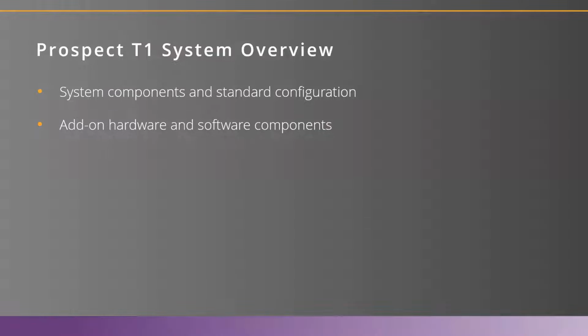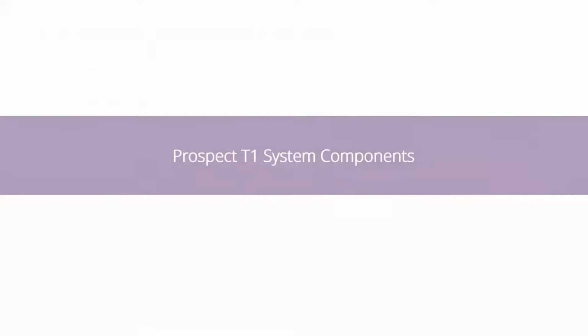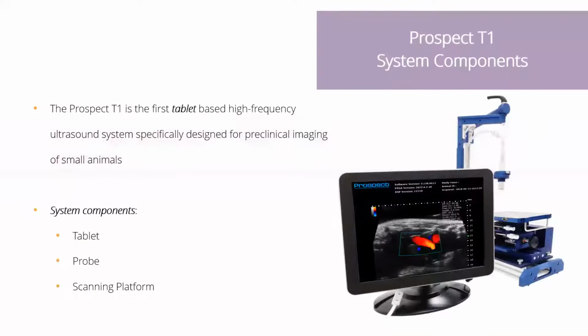So a little bit more about the Prospect T1 system specifically. We'll take a look at the components and the standard configurations and a few of the add-ons which are available. As Martin mentioned in the introduction, the Prospect T1 is the first tablet-based high-frequency ultrasound system. And so this is all that the system is composed of. This is a 15-inch tablet if you'd like. It is slightly thick here, about an inch or two thick, and that contains all of the electronics necessary to run the ultrasound system.